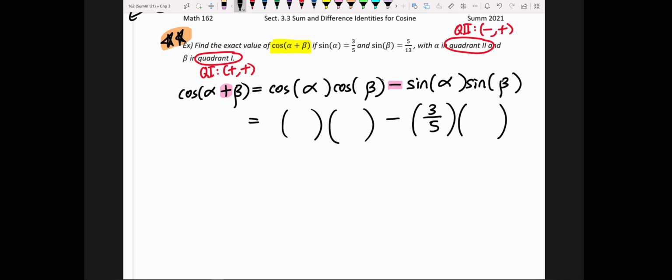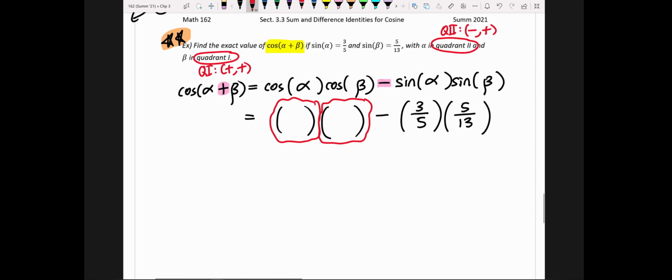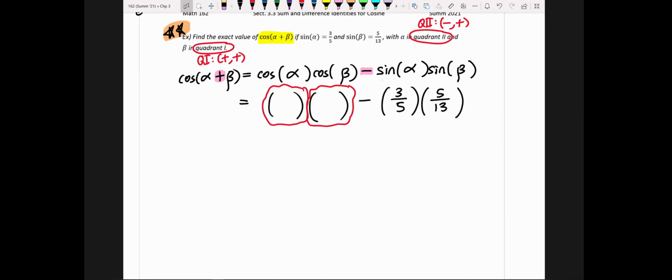They give us sine of alpha and sine of beta. We're missing cosine of alpha and cosine of beta. So they give us 2 out of the 4 unknowns. And there are different methods we can use to fill in those 2 red boxes.